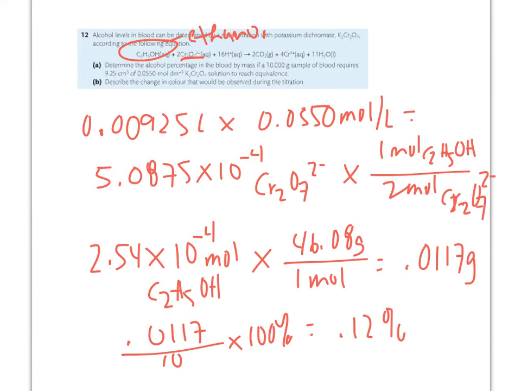And B, what would be the test result? What would I notice as the color change during the titration? It would change from orange to green. And I always remember this one because when you change from orange to green, green means go to jail.